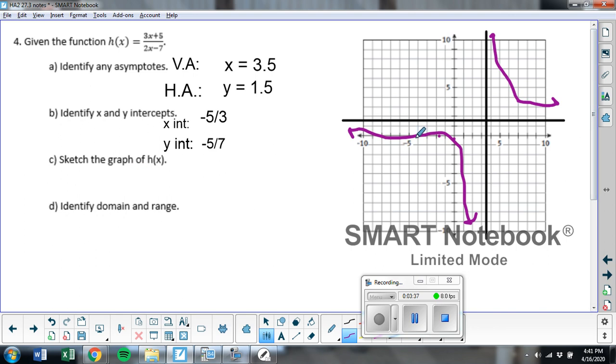Okay, so we've done A, the asymptotes, B, the intercepts, C, sketch the graph. We've got that. D, identify domain and range. We haven't done that yet, but let's go ahead and do that. Domain. So let me make a line here. What x values can I have?